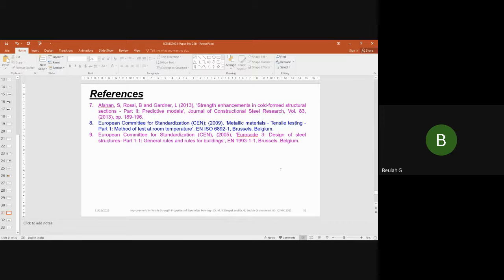And as per the previous literature studies, both the residual stresses and the corner strength enhancement don't play much influence in predicting the failure mechanisms using the finite element method.